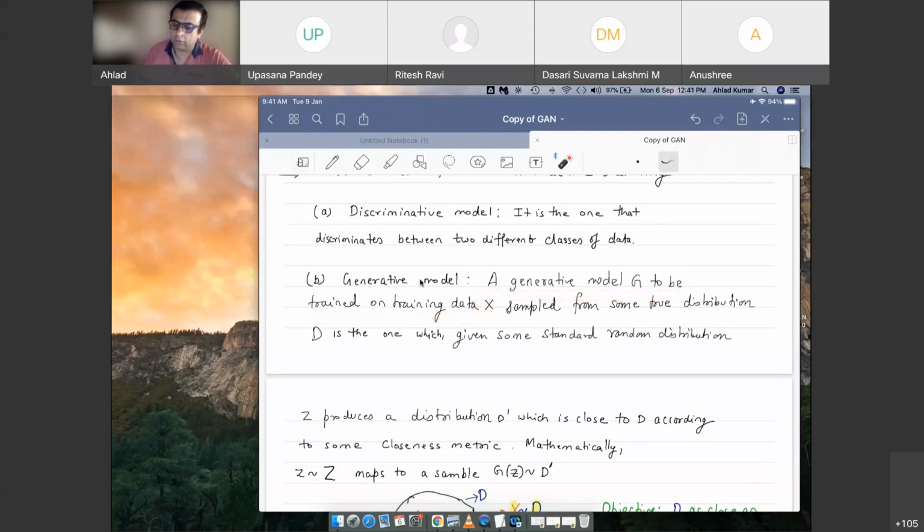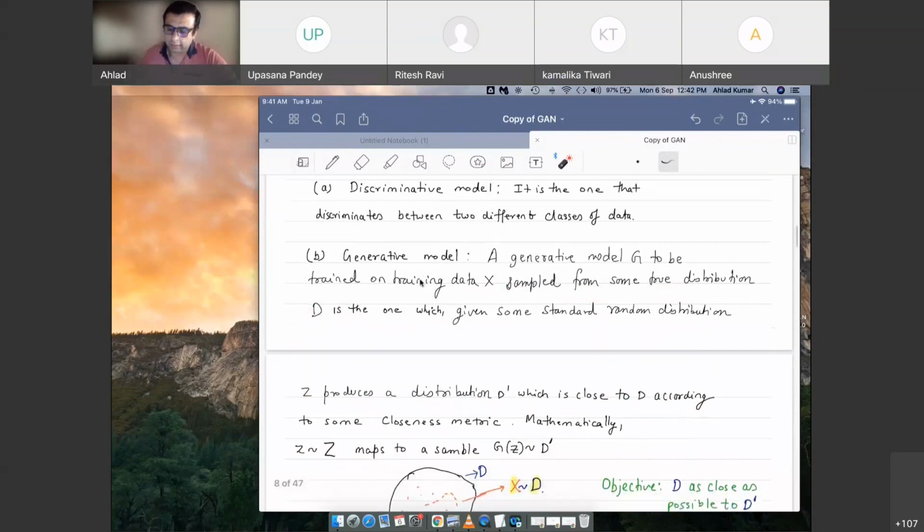So you are trying to find out a model G on the training data X, after sampling from some true distribution D. The model takes some standard random distribution Z and produces a distribution D hat which is close to D according to some closeness metric. I know it's very difficult to read these lines because they are all interrelated and difficult to understand.